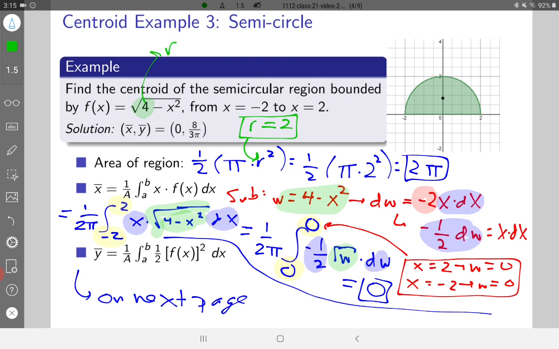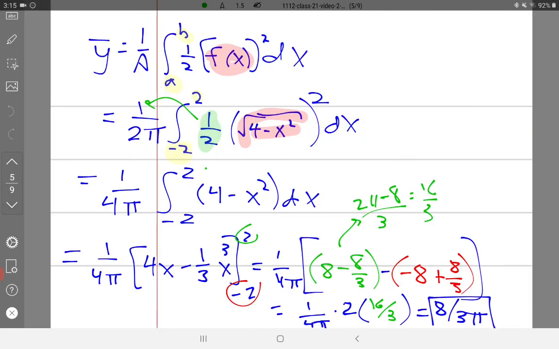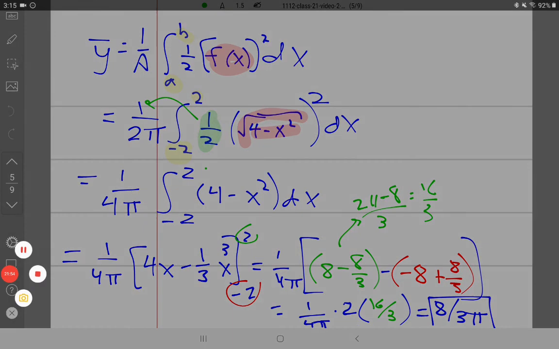That would be the radius squared there. This would be from negative r to positive r. And it wouldn't affect the calculation of x bar, the x-coordinate of the center of mass. That would still be 0. I would still see something symmetric across the y-axis. And down here, it would affect some of the numbers that come out of this evaluation.